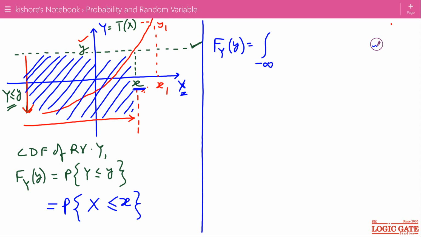We can write this in terms of PDF. Integration of PDF from minus infinity to x. I have explained this in the previous lectures. So this is the CDF of random variable y in terms of PDF of random variable x. And this right side is nothing but the CDF of random variable x. So if transformation is monotonically increasing, then CDF of random variable y is same as the CDF of random variable x.